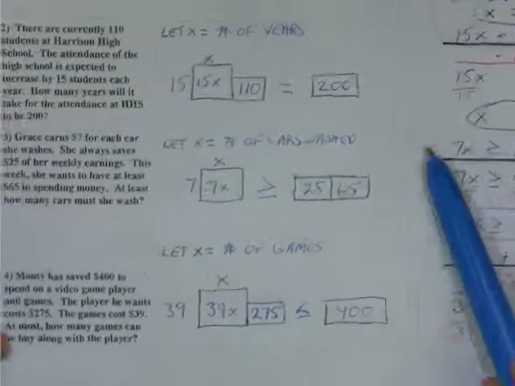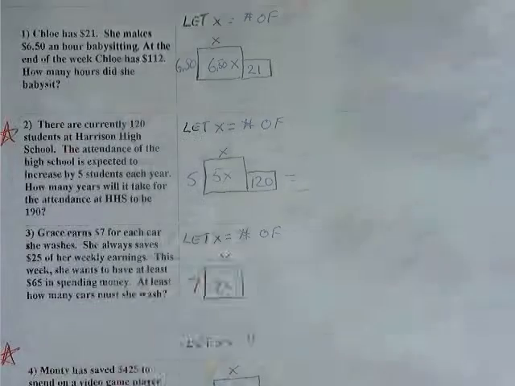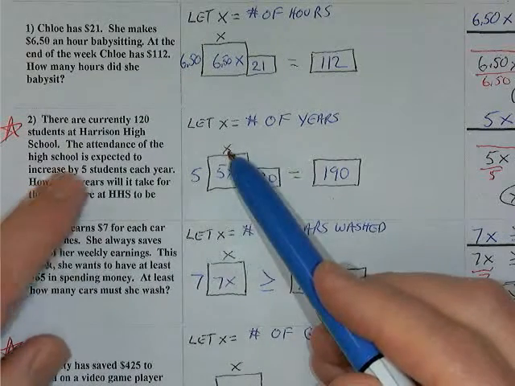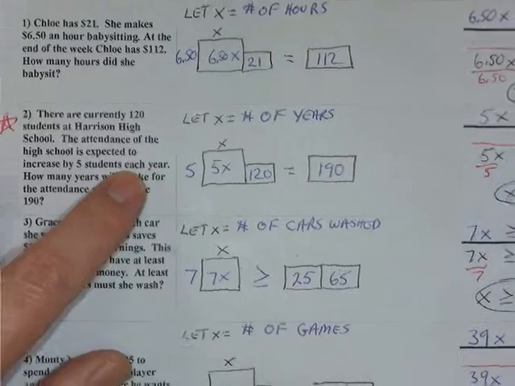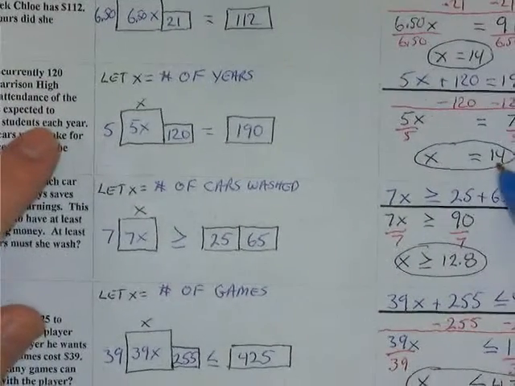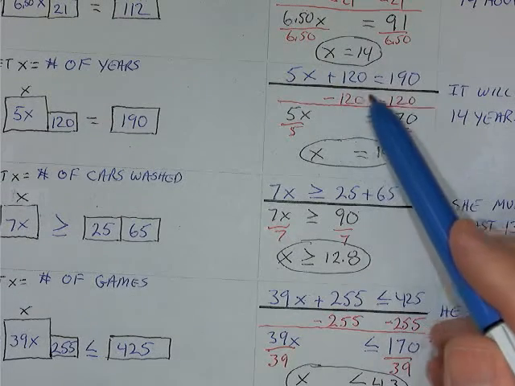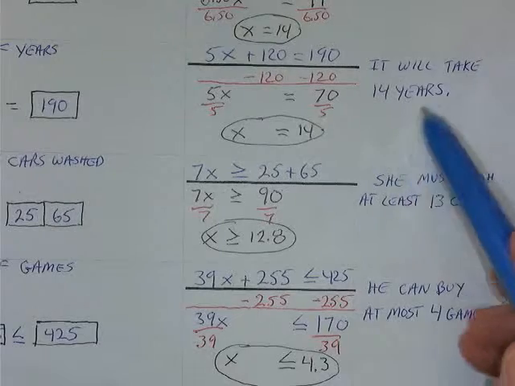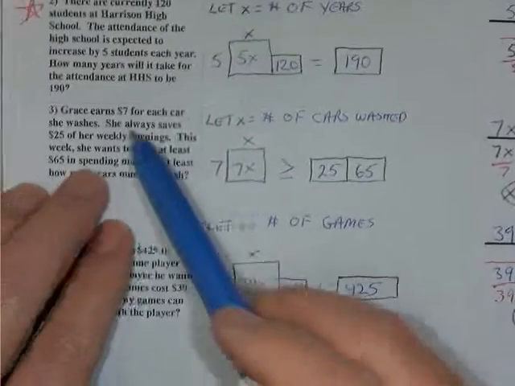All right. Now that was different than letter B. On letter B, it was 5 times X, because it says 5 students each year, so 5 times X. And the answer came out to be 14. 5x plus 20 equals 190. X is 14. It will take 14 years. Okay. Number 3 is the same for both of them.